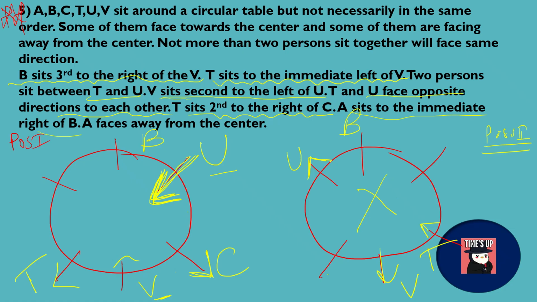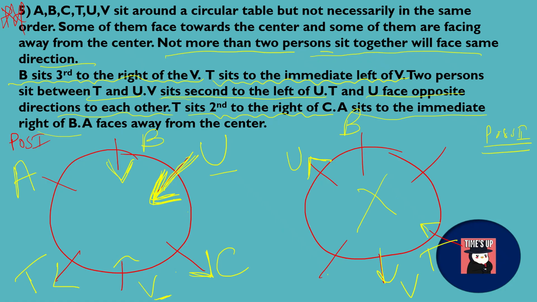A sits to the immediate right of B. So only one place is left. A will be here. A should sit immediate right of B, which means A should face towards the center of the table. Correct? See, not more than two persons sitting together will face the same direction.